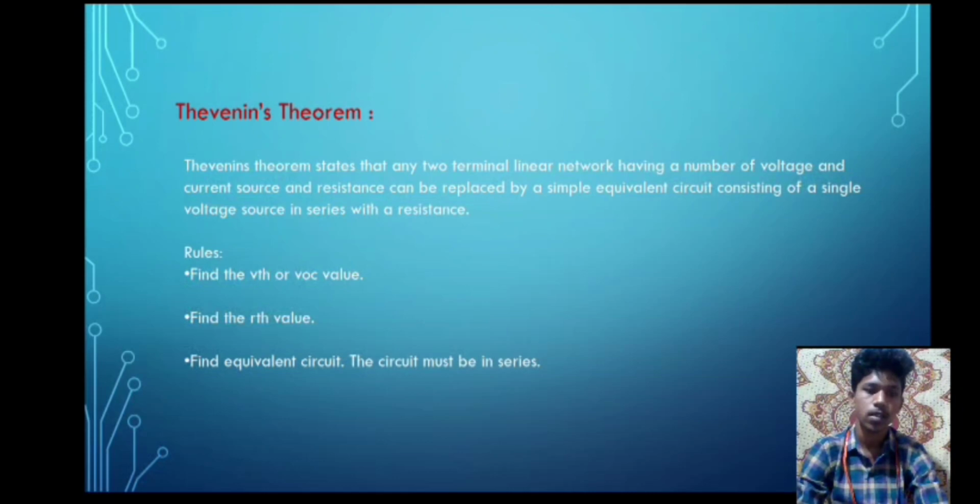Thevenin's theorem states that any two-terminal linear network having a number of voltage and current sources and resistances can be replaced by a simple equivalent circuit consisting of a single voltage source in series with a resistance. It means Thevenin's theorem states that any linear circuit, no matter how complex, can be simplified to an equivalent circuit consisting of a single voltage source with a series resistance connected to the load.